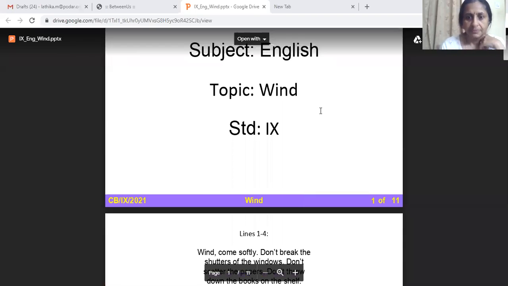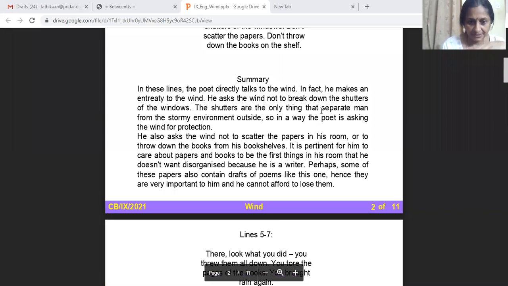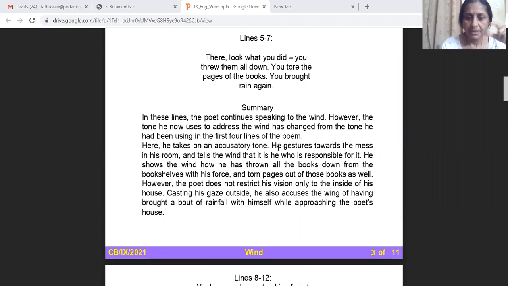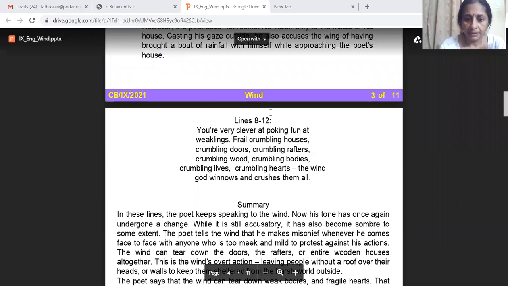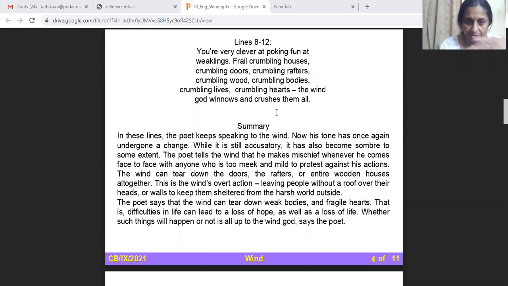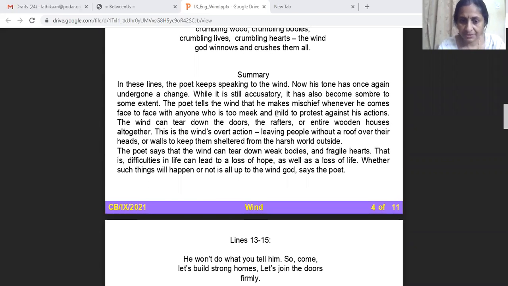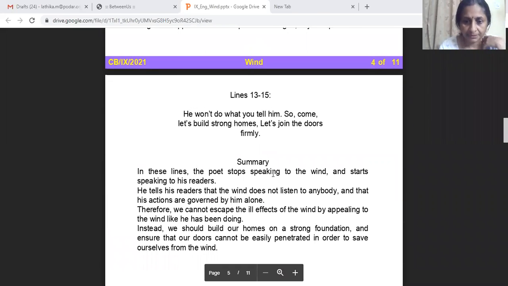Let's see if I can share this. Okay, so this is the PPT. There is an explanation of all the stanzas, and you can go refer to it. It is in your SSD. So whichever I've explained to you, you can just read it once more to understand it better.